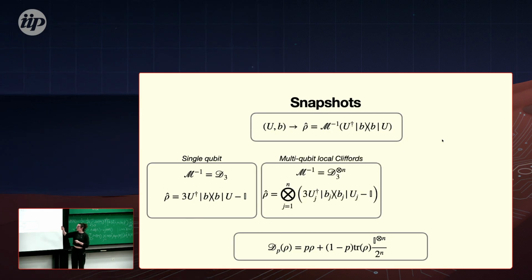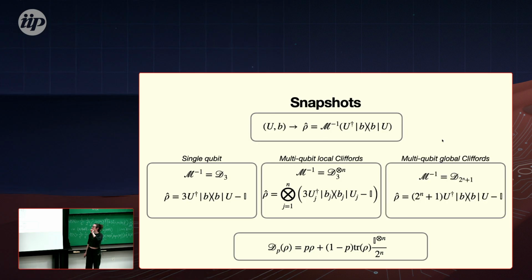For the multi-qubit case, we have this tensor product structure of all these post-measurement states on our single qubits. And for the multi-qubit case with global Cliffords, you remember we have this 1 over 2 to the power of n plus 1, so we need to invert this. So it's really just 2 to the power of n plus 1, the post-measurement state minus identity. That's it. That's how we define our snapshots.